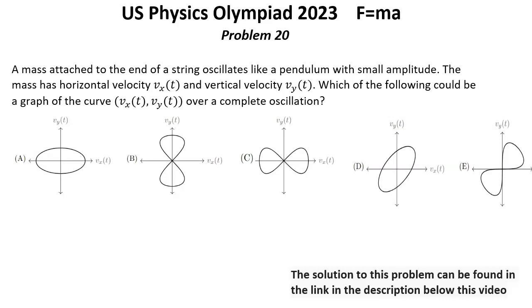Problem number 20. A mass attached to the end of a string oscillates like a pendulum with a small amplitude. The mass has a horizontal velocity Vx and a vertical velocity Vy as functions of time. Which of the following could be a graph of the curve Vx and Vy over a complete oscillation?